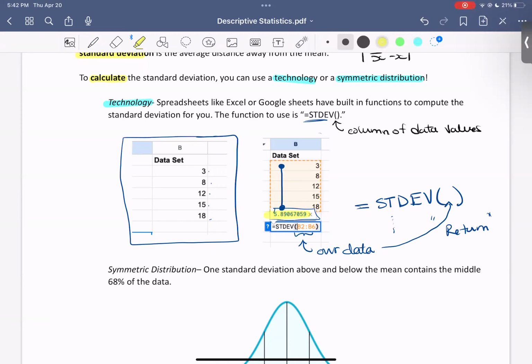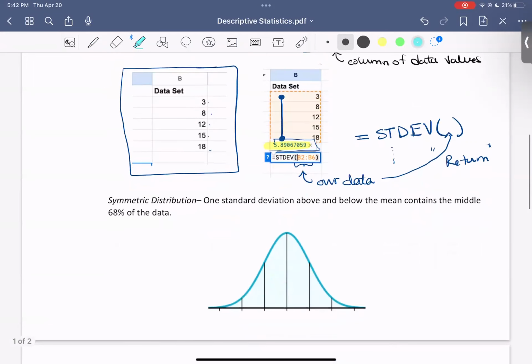Awesome. Another way we can determine the standard deviation is by looking at the distribution itself. And recall, we measure standard deviation typically when we use symmetric distributions. How do we use a distribution to determine the standard deviation? Well, it's a really awesome rule in statistics that says one standard deviation above and below the mean contains the middle 68% of the data. So you might see this kind of shape a lot. This is the standard distribution or normal distribution.